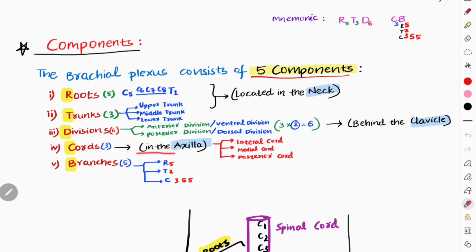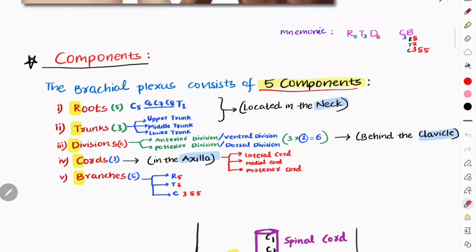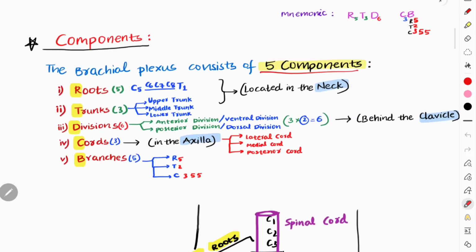So the cords are 3. They are in the axilla. Those cords are the lateral cord, medial cord, and posterior cord. If you see here, the divisions further unite to form cords. This is the axilla region. They unite to form cords, which pass along the axilla. Those 3 cords, the lateral cord, medial cord, and posterior cord, further travel and form branches. Those are 5.